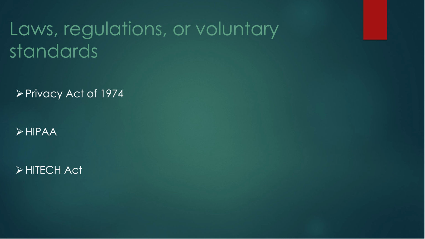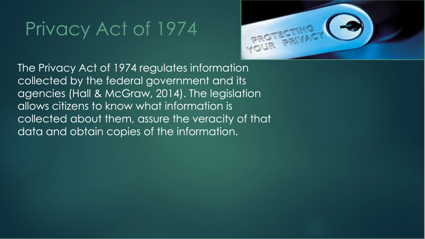Laws, regulations, or voluntary standards: Privacy Act of 1974, HIPAA, HITECH Act. The Privacy Act of 1974 regulates information collected by the federal government and its agencies. The legislation allows citizens to know what information is collected about them, assure the veracity of that data, and obtain copies of the information.